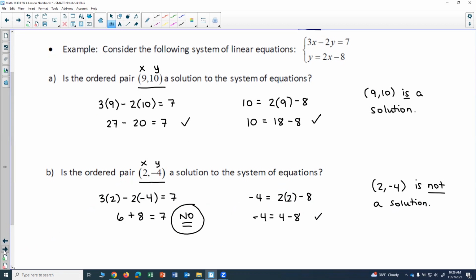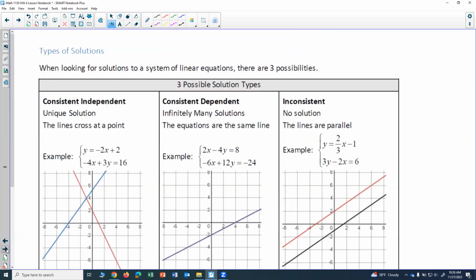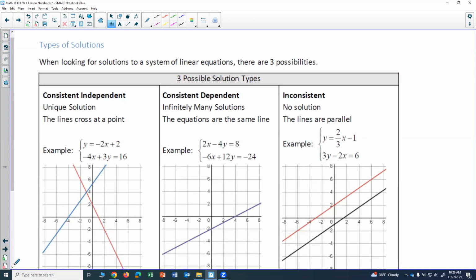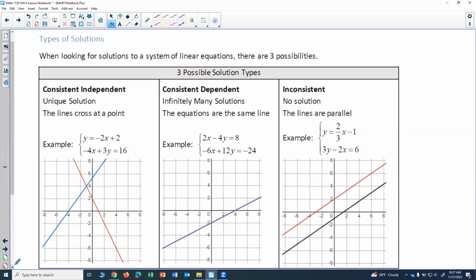Let's look at our types of solutions we might see for a system of equations. We have 3 possibilities for our types of solutions. When looking for solutions to a system of linear equations, there are 3 possibilities. The first one is consistent independent. Another word for that is a unique solution. And when that happens, it's 2 lines crossing at a point. And when that occurs, that ordered pair is going to be the solution. The place where they cross will be the solution, the x and y value.